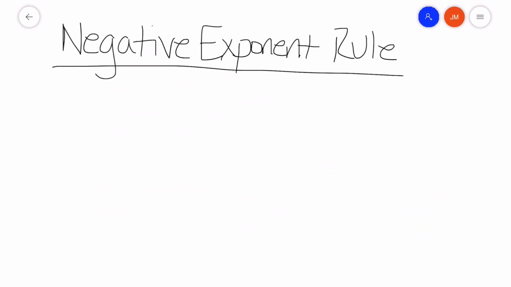Okay, now we're going to discuss the negative exponent rule. The negative exponent rule states that x to the negative n is equal to 1 over x raised to the nth power. In other words, negative exponents in the numerator get moved to the denominator and become positive exponents. And the negative exponents in the denominator get moved to the numerator and become positive exponents.